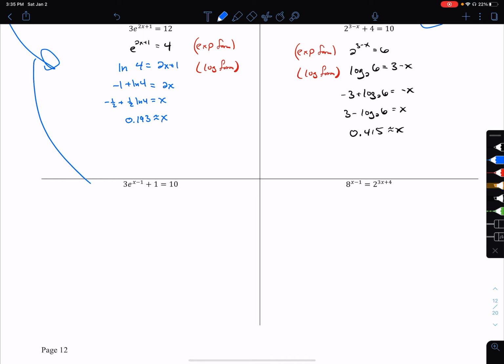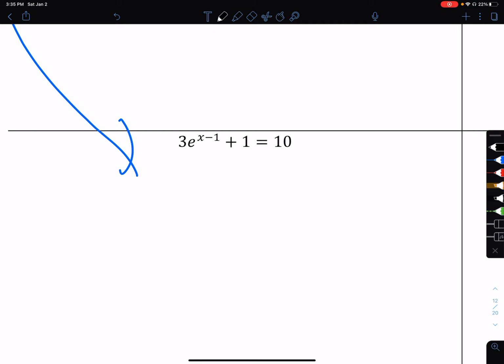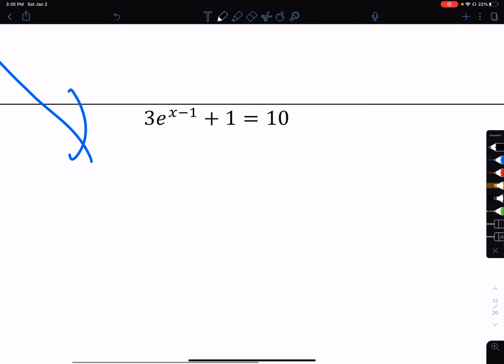Looks like this works for all of these. This is the same. Oops, not for that last one. So for this one here, we isolate the exponential by subtracting 1 from both sides, and I got to divide each term by 3.